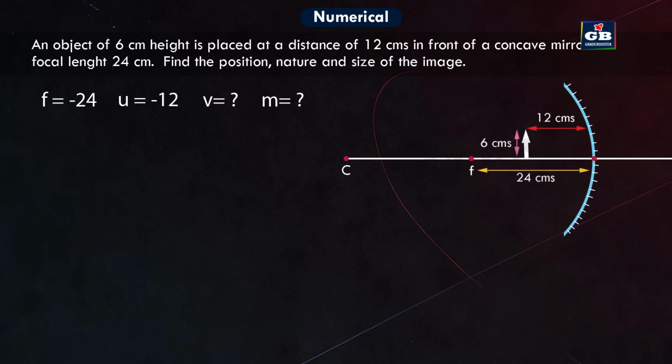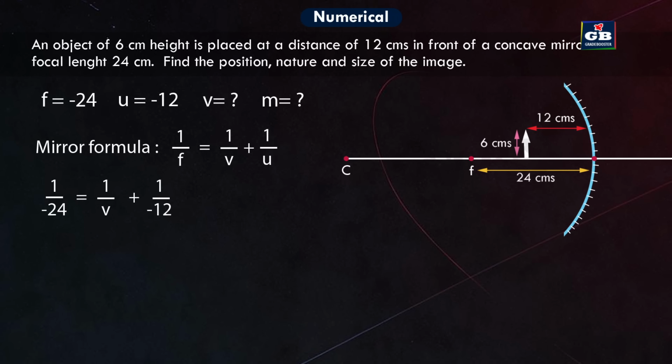Now let us write the mirror formula, that is 1 by F is equal to 1 by V plus 1 by U. 1 by F, F means minus 24. So 1 by minus 24 is equal to 1 by V plus 1 by minus 12, because U is minus 12.